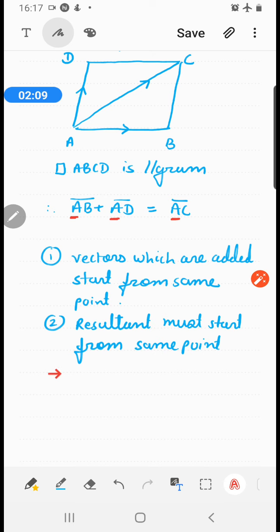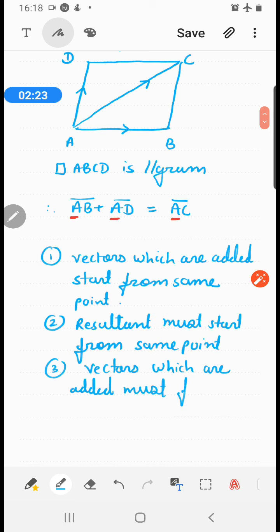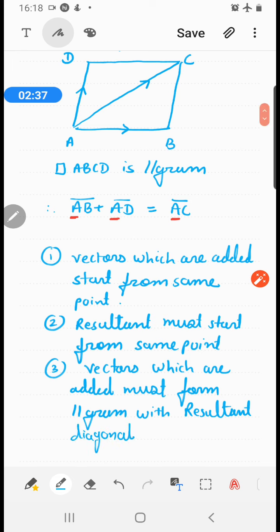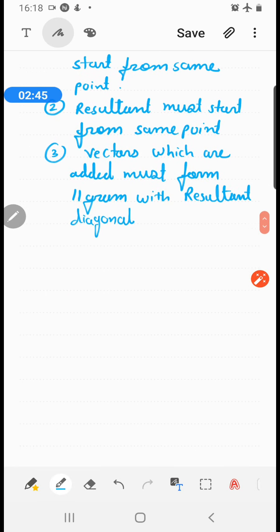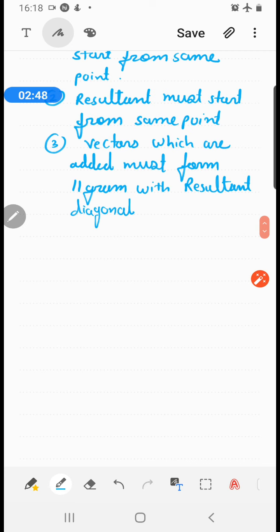And number 3 is the vectors which are added must form a parallelogram with the resultant as diagonal. So if you see these three conditions getting satisfied, then in such a sum we apply parallelogram law. To explain you in a better way, let me take an example.